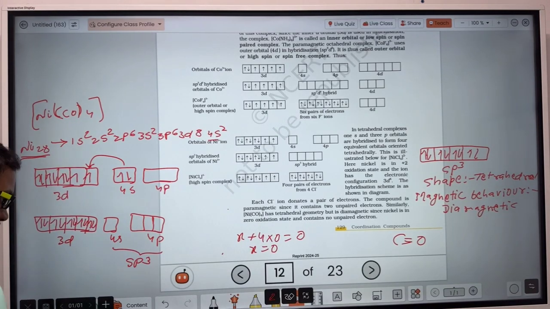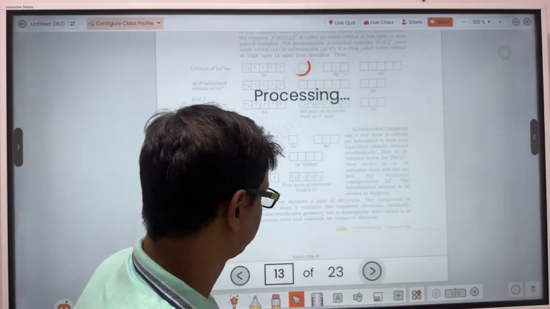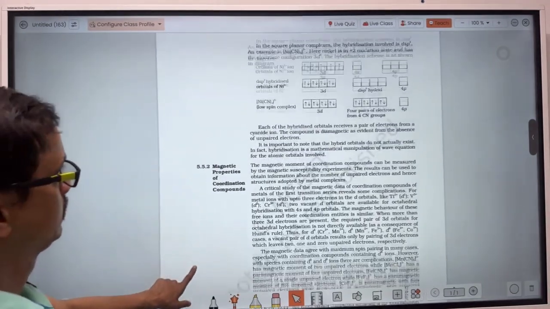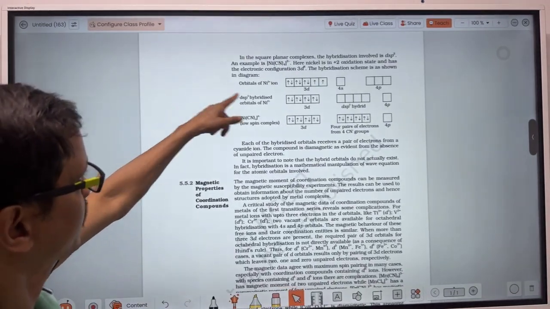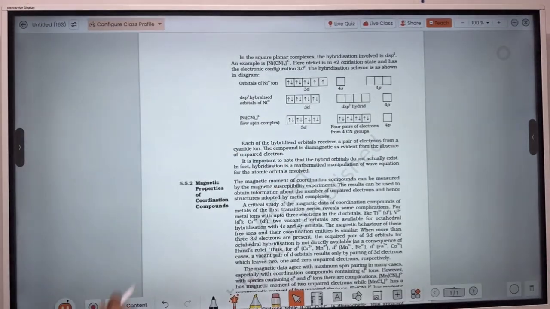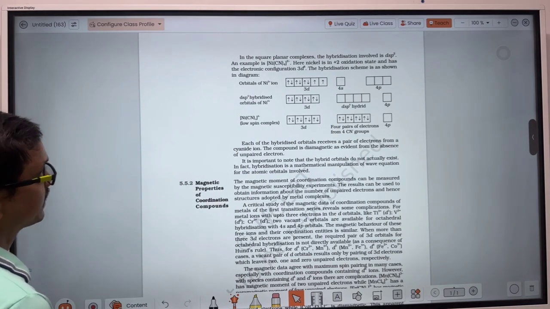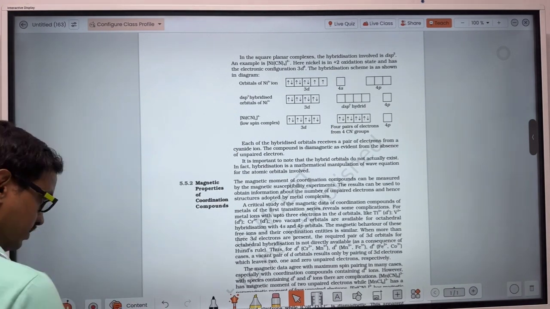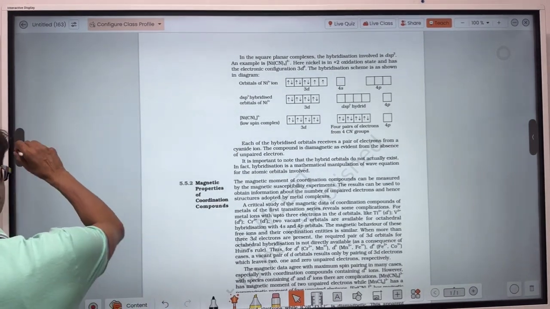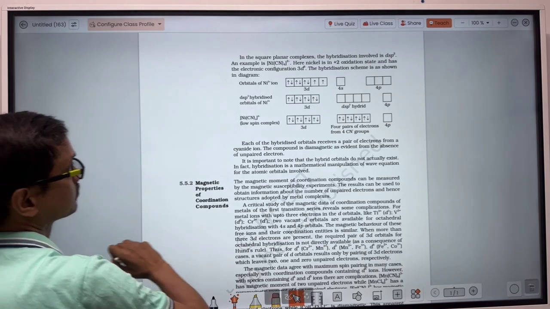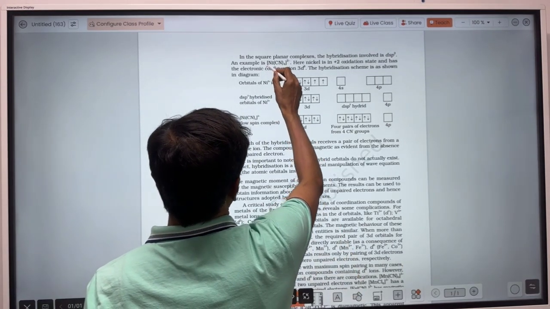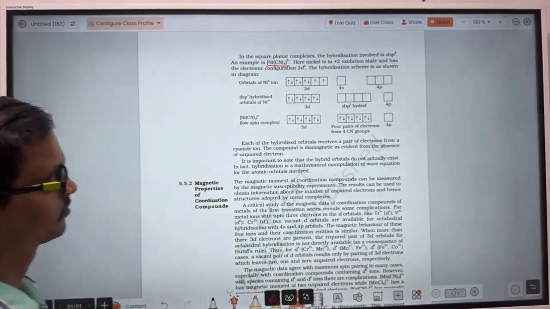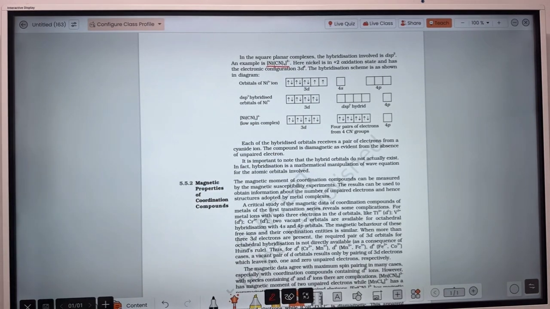Now let's see another compound. In the compound tetracyanonickelate, let's see here. So what happened here? Nickel, same. Atomic number 28.